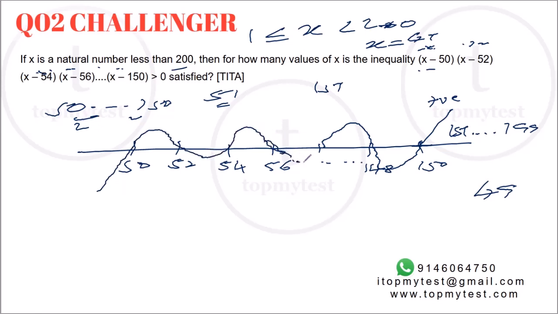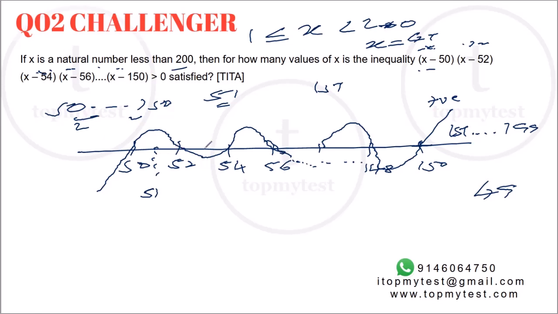It will go something like this, and it will keep going. It's almost like a sinusoidal curve. It's not exactly a sinusoidal curve, but it looks like one. So now I need to find out where it will turn positive. Between 50 and 52, the only integer which satisfies is 51.